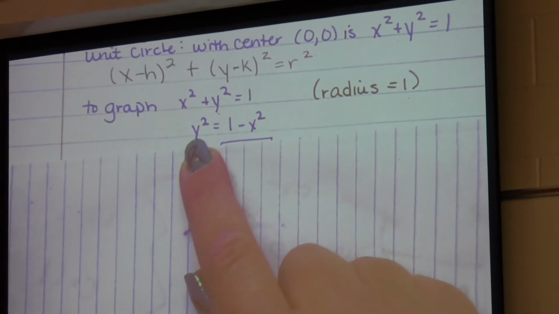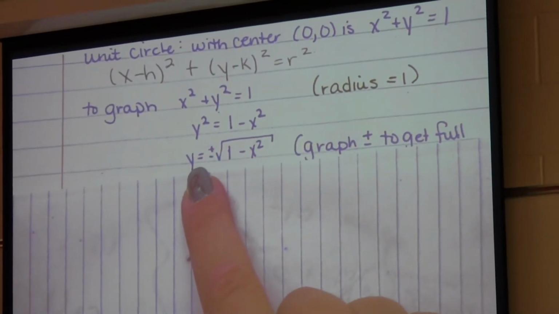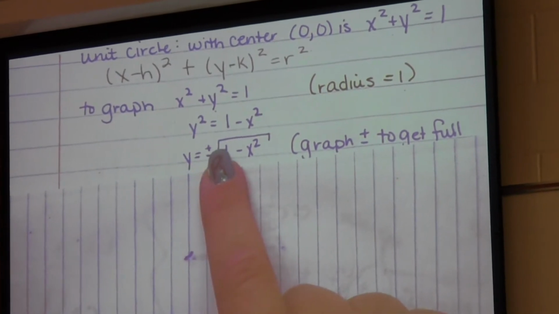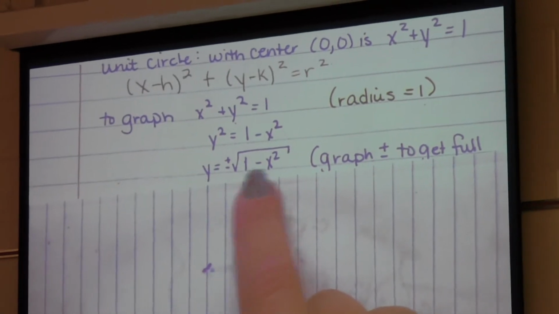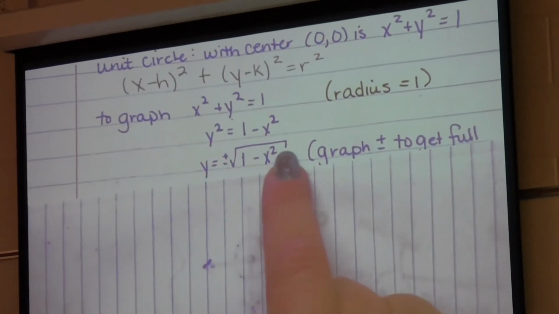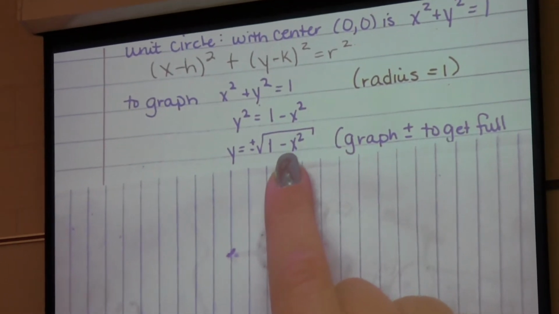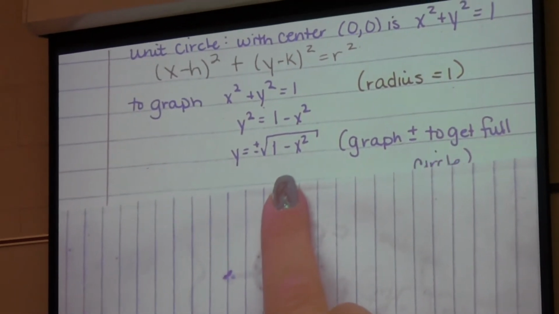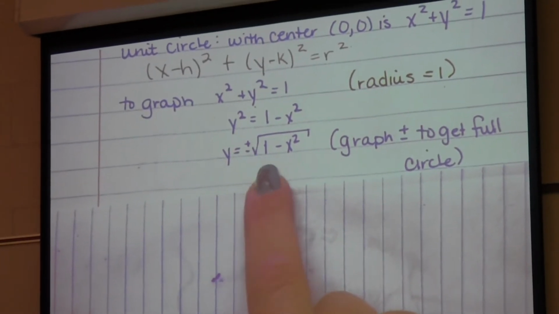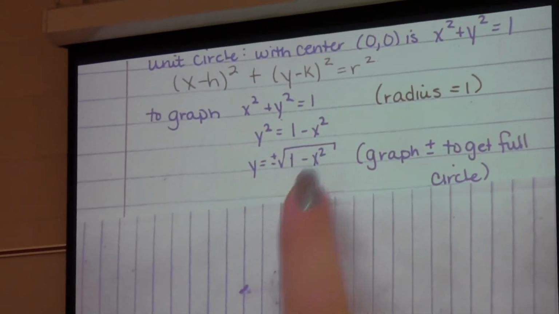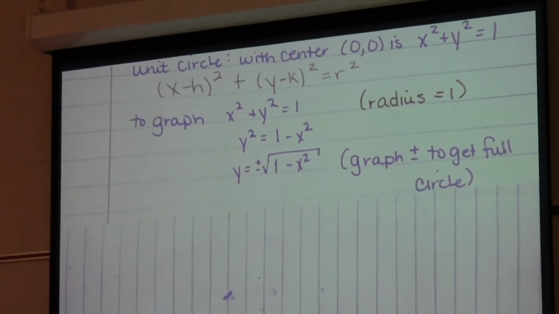Take the square root of both sides. When I take the square root of this, I get y. When I take the square root of this, I have a plus the square root of 1 minus x squared and a minus the square root of 1 minus x squared. And I can graph that on my calculator to get the full circle because I have the top half and the bottom half. So take a minute and get your calculators out if you would.